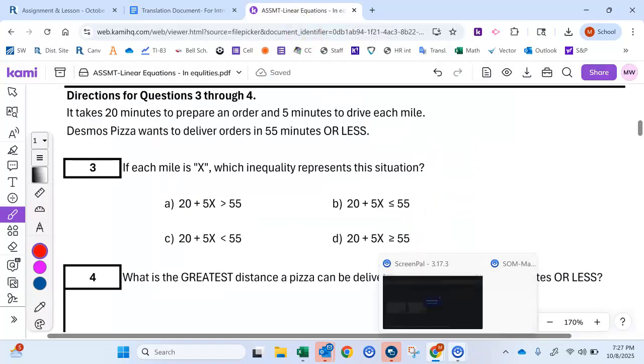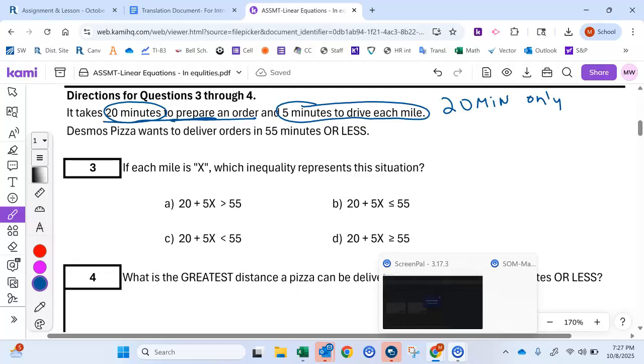So the first thing it says is that it takes 20 minutes to prepare an order and 5 minutes to drive each mile. So that means when you prepare an order, this only happens one time. 20 minutes, only one time. 5 minutes to drive each mile, every time. Every time you drive a mile, okay? Okay, so it's going to be 5.